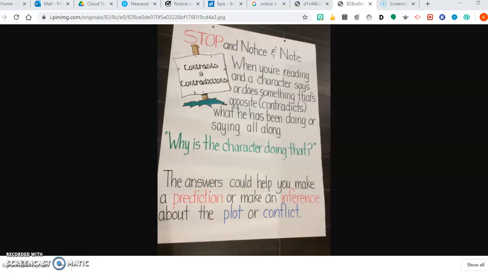The first signpost we looked at was contrast and contradiction. We talked about how contrasts and contradictions basically mean opposites or difference. When we are reading a text and our character says, does, or feels something that is the opposite of what they have been doing, saying, or feeling up to that point, or when a character does something that is the opposite of what you would expect them to do, we need to notice that. And we need to note it. We need to ask ourselves, why is the character doing that thing? These answers could help us make predictions about the story and what's about to happen. It helps us make educated inferences about the character, plot, and ultimately the theme.